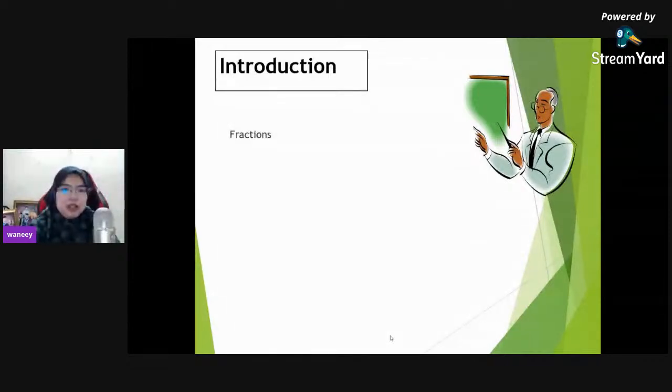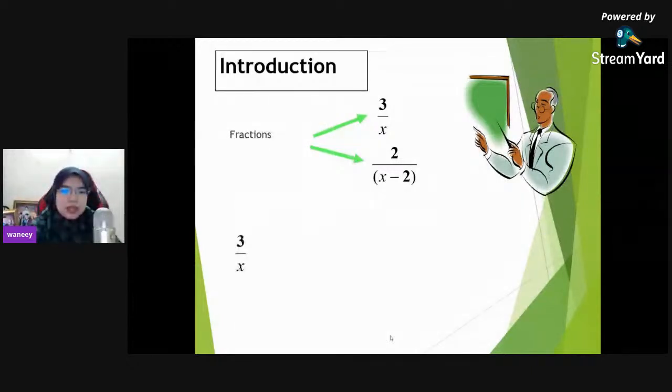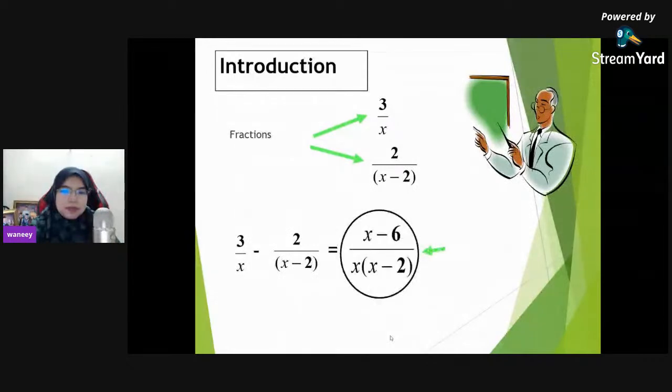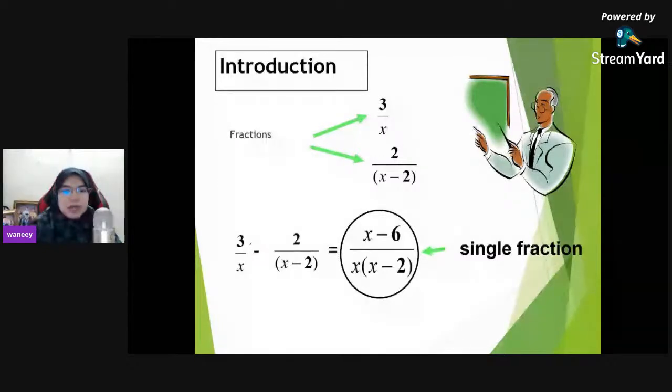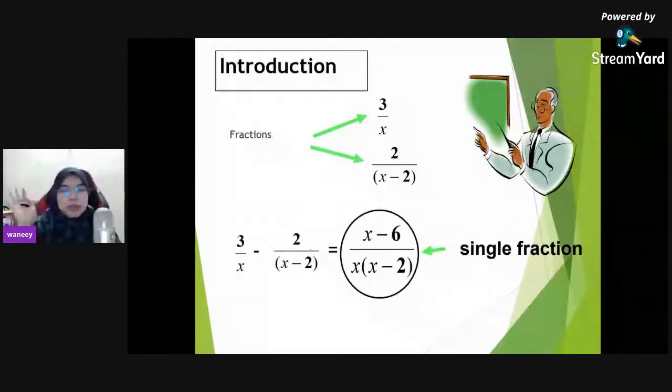Okay, so introduction, fractions. For example, 3 over x, 2 over x minus 2. So those are known as the fraction. Okay, so if let's say we have 3 over x minus 2 over x minus 2, so if we cross multiply and we are having the same denominator on the right hand side, this is what we call as a single fraction.